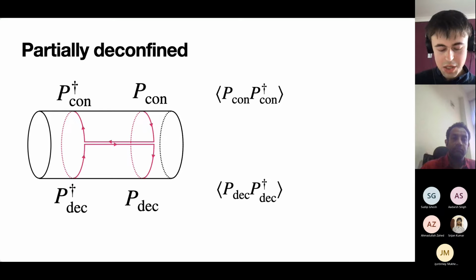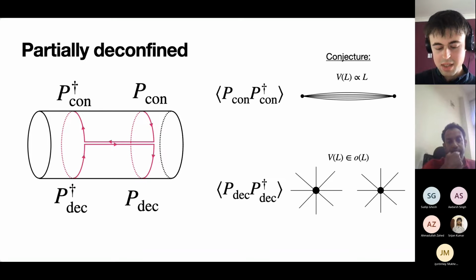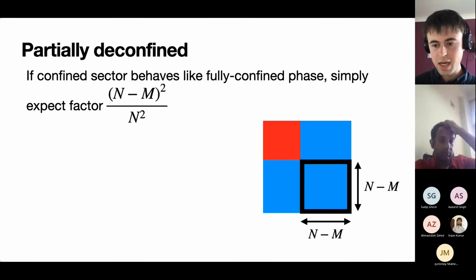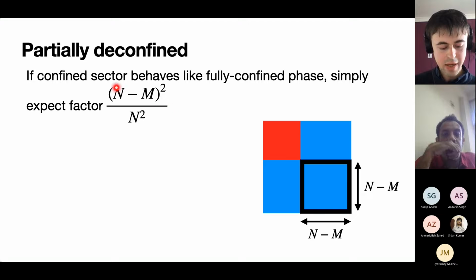And so our conjecture would be, after doing this, that the confined part will show flux tubes and a linear potential, while the deconfined part will show something which is sublinear, something like Coulomb phase or Higgs phase potentials. And furthermore, if the confined sector behaves exactly like the fully confined sector, except for the number of colors being different, then we would just expect this factor of difference.